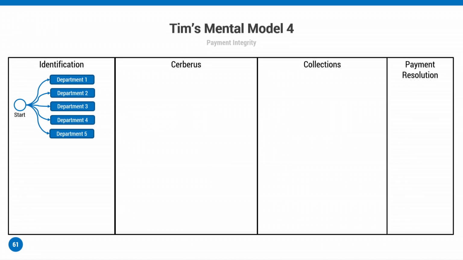Cerberus was working. So they found out that there were really a bunch of different departments that were all vying for these overpayment claims. And the way that it worked was a business unit may be interested in, let's say, subrogation.